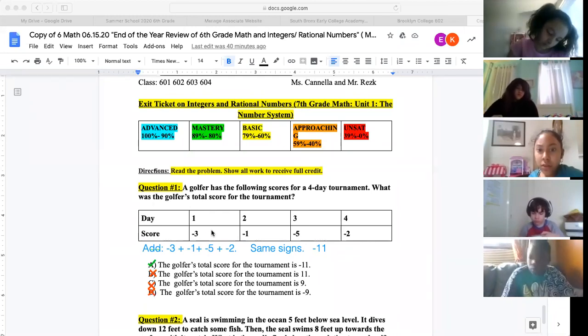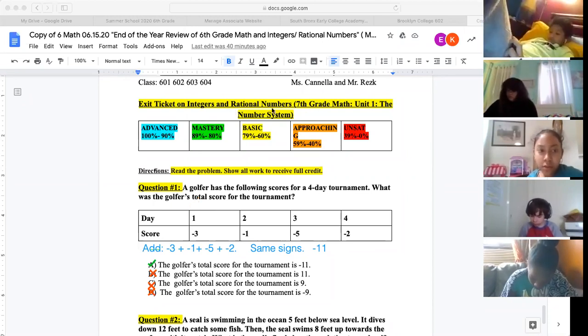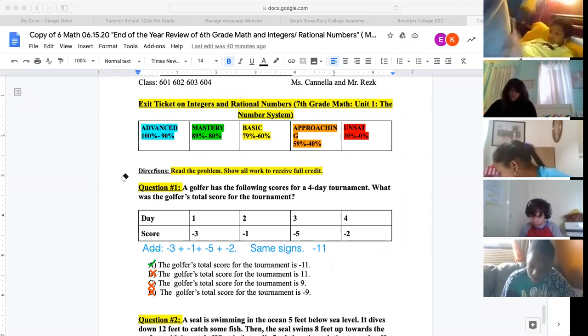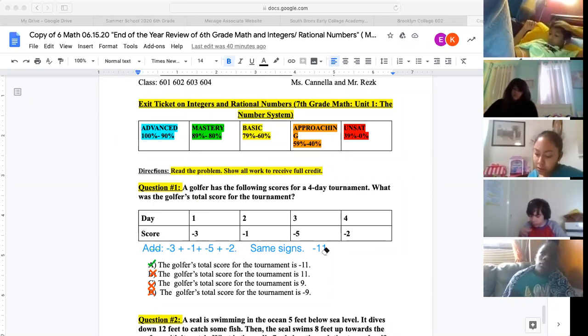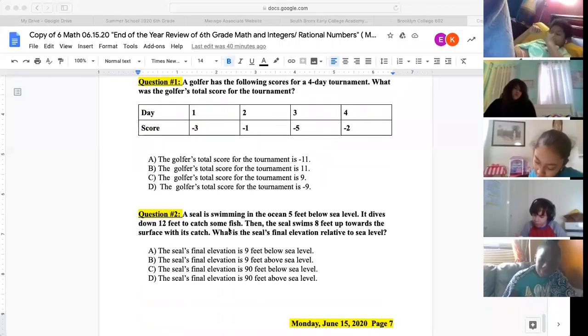The key word here was total, and total meant to add. So all you're doing, Zechariah, sit up, all you're doing is you're adding -3 plus -1 plus -5 plus -2, and that is how you got -11. Now we're going to erase that. Move on to the last question of the day.